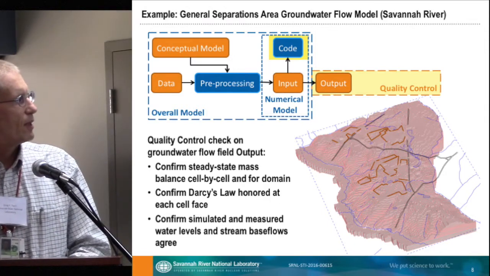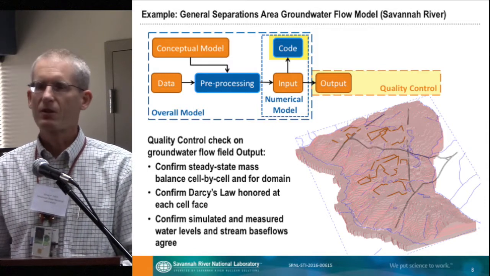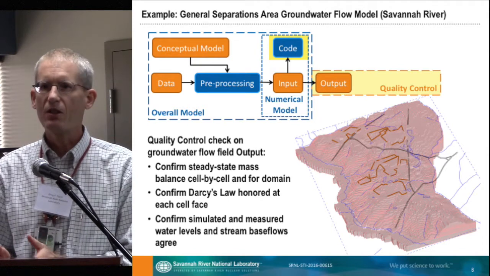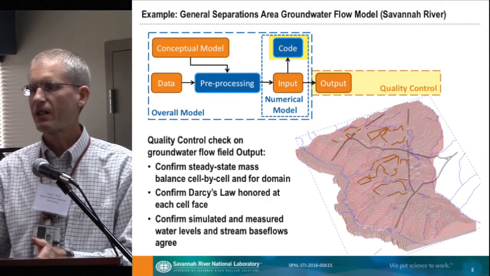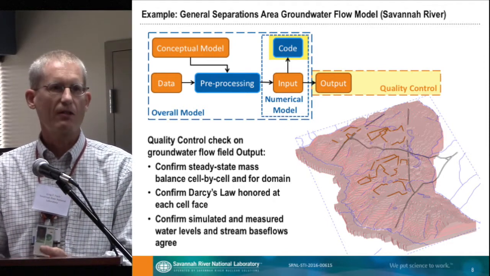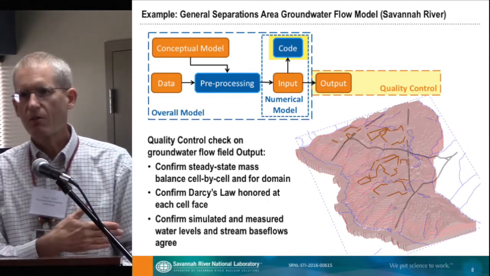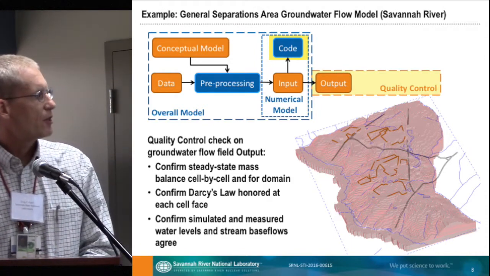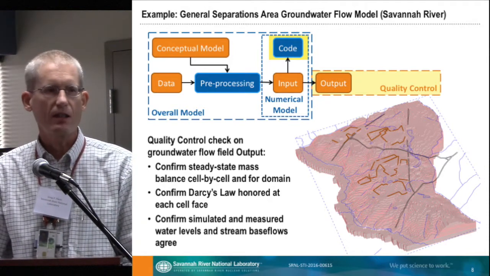And then we also, we claim we're honoring Darcy's law. So we went cell by cell and looked at every face between two computational cells, looked at the head difference, looked at the reported flow, and also looked at the conductivity we said was at that location. We said, does that satisfy Darcy's law? And then we obviously did the other parts: let's compare the simulated head to the measured heads and stream-based flows and all that. And so we were able to go through this sort of QC exercise to validate or verify this model.